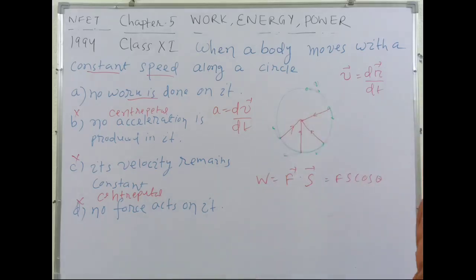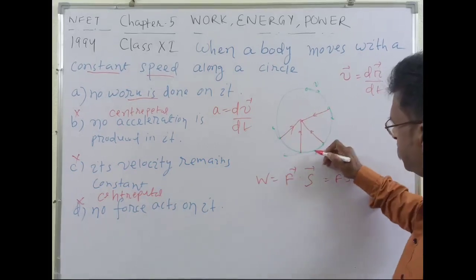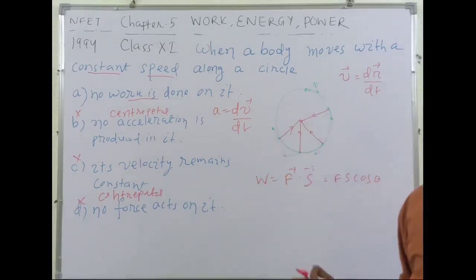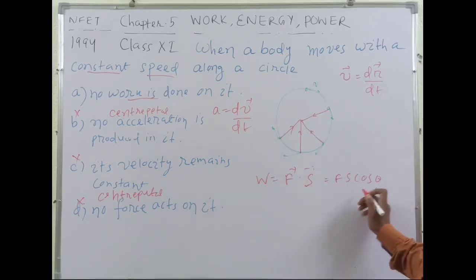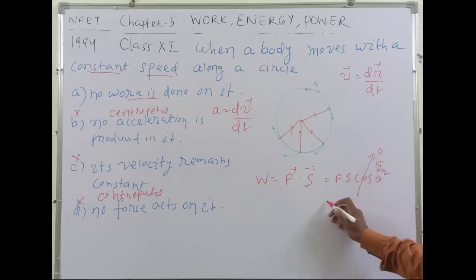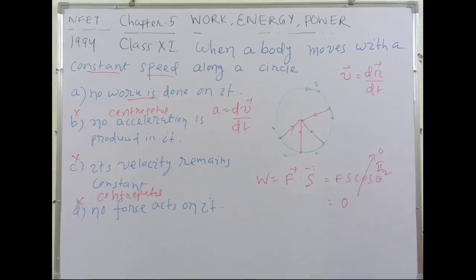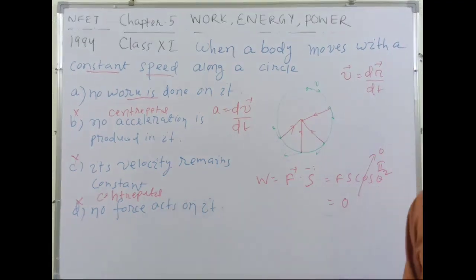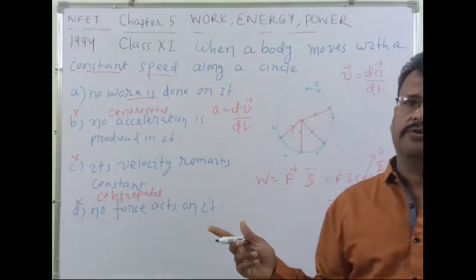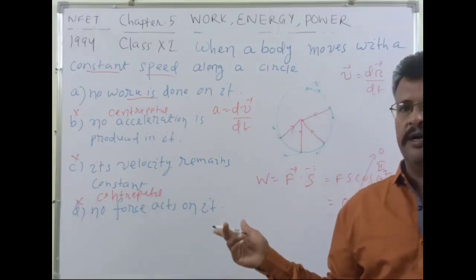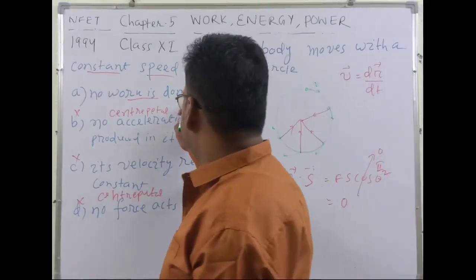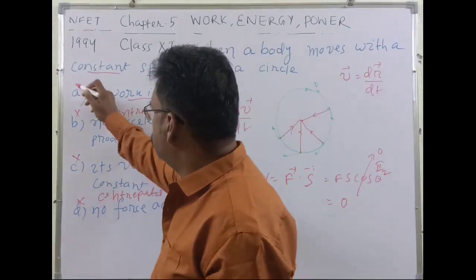This is the direction of the centripetal force, and you see every time the displacement is perpendicular to this force. So, students, this theta is pi by 2 or 90 degrees, so cos theta is 0, and F S cos theta becomes 0. In other words, work done is 0, because force is perpendicular to displacement. So we may say option A is correct: no work is done on it, students.